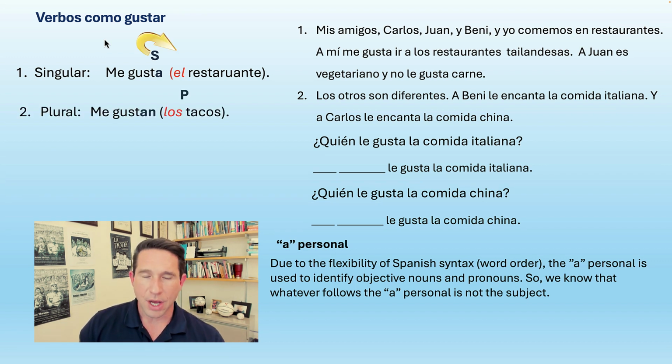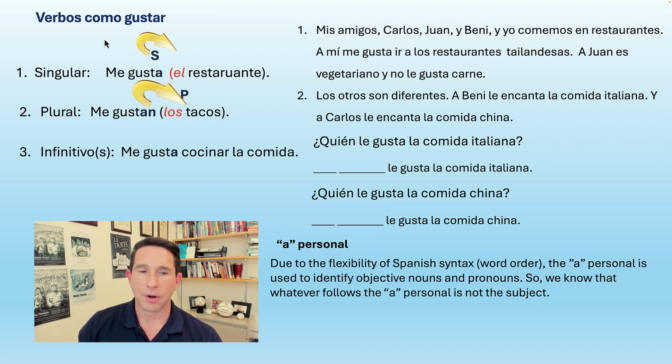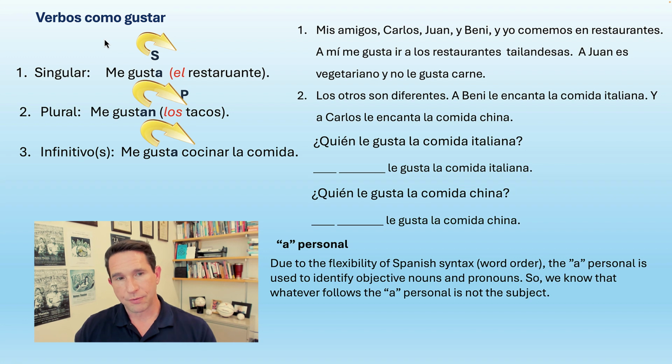We will always also see it in the plural form with nouns. Me gustan los tacos. The tacos are doing the action of pleasing me, right? So that's another form, singular or plural. And we'll also see it with verb structures or a series of verb structures in the infinitive. Me gusta cocinar la comida. Cooking the food, that's the subject, is pleasing to me, right? So we'll see it in 3 different scenarios, but only 2 verb forms, third person singular and third person plural.